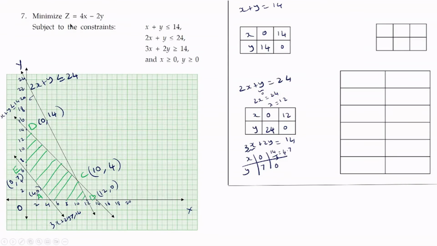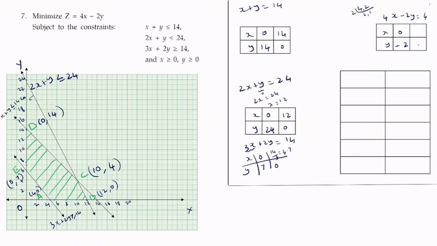So we have to give an arbitrary value for z. It will be easy if we take the LCM of the coefficients of x and y. So the LCM of 4 and 2 is 4. So let us give an arbitrary value for z as 4 and draw the line corresponding to 4x minus 2y equal to 4. When x is 0, minus 2y equal to 4, or y will be equal to minus 2.